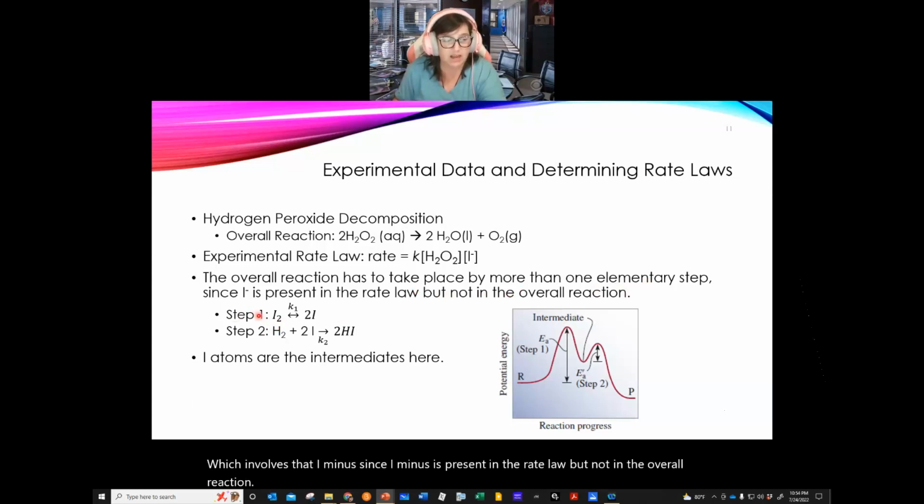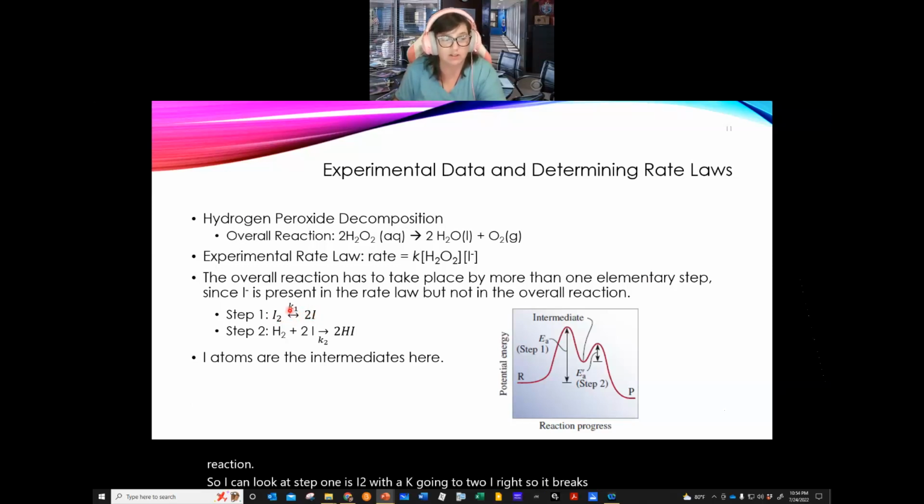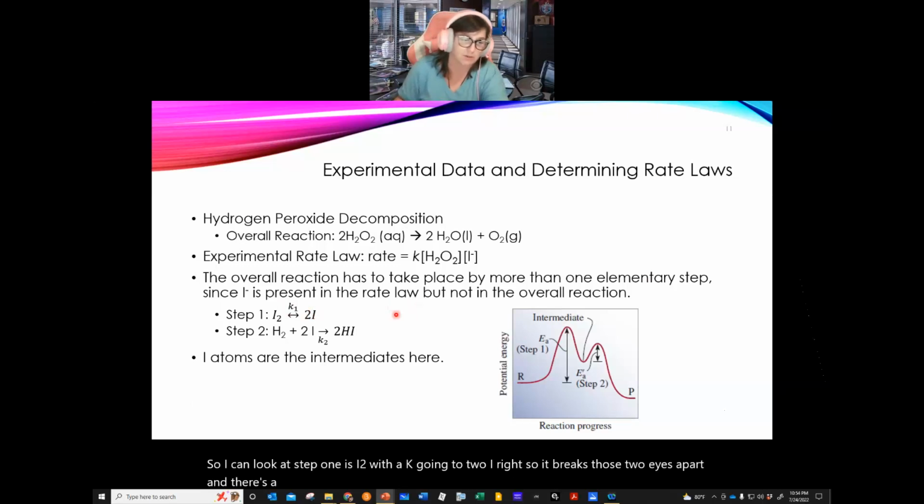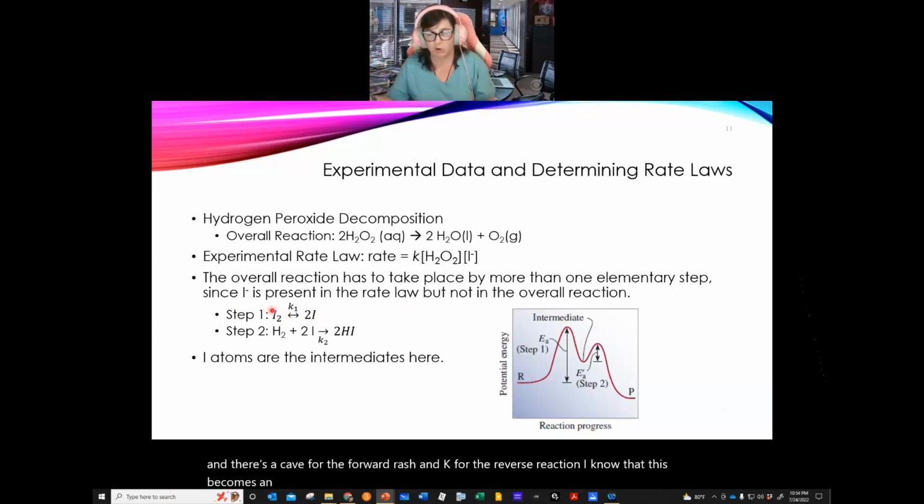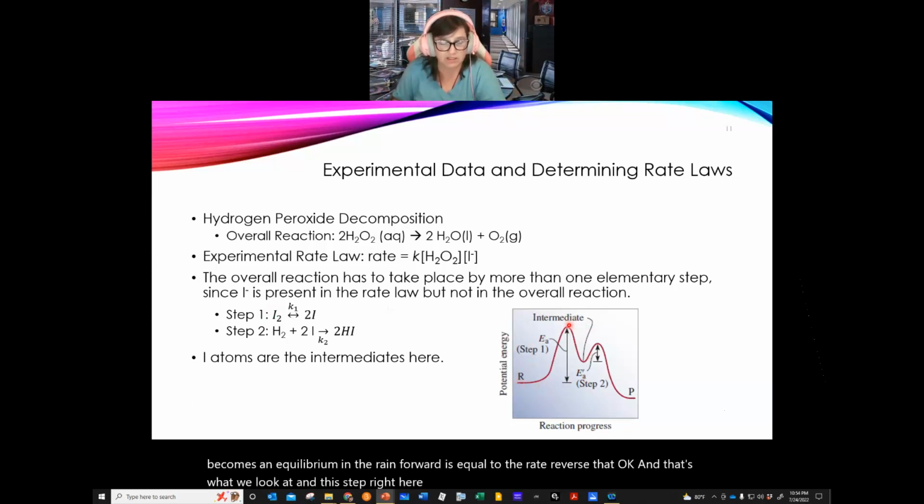So I can look at step 1 as I2 going to 2I, right? So it breaks those 2 I's apart. And there's a k for the forward reaction and a k for the reverse reaction. I know that this becomes an equilibrium and the rate forward is equal to the rate reverse, and that's what we look at in this step right here. So reactant to this transition state then comes to my intermediate. Okay, my 2I, that's my intermediate, right?